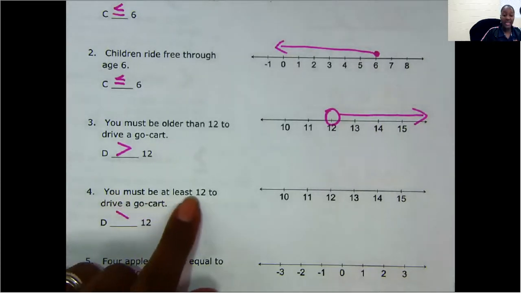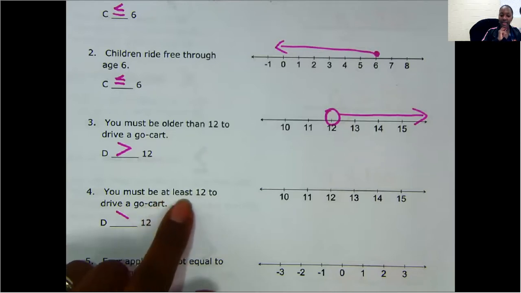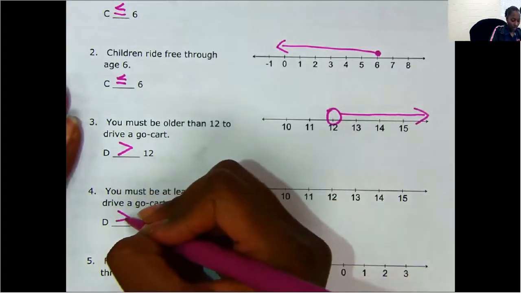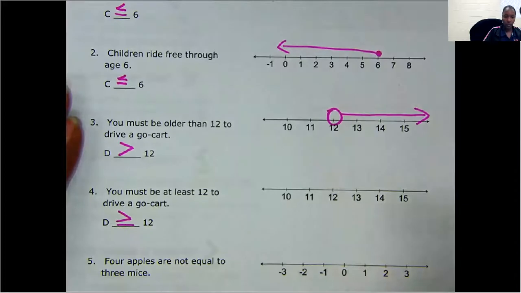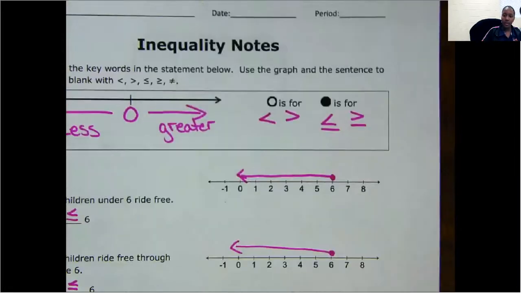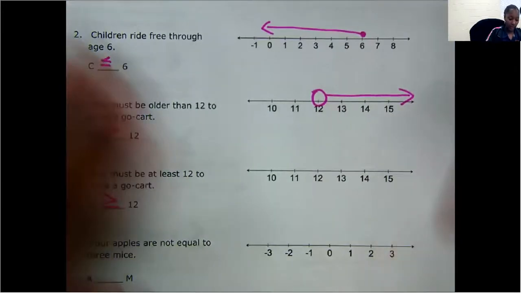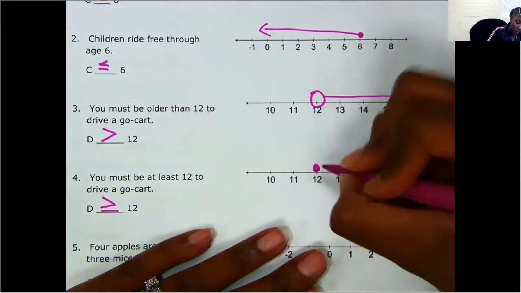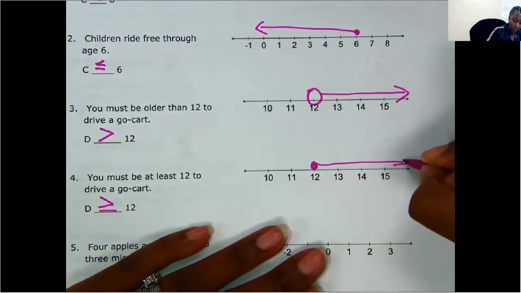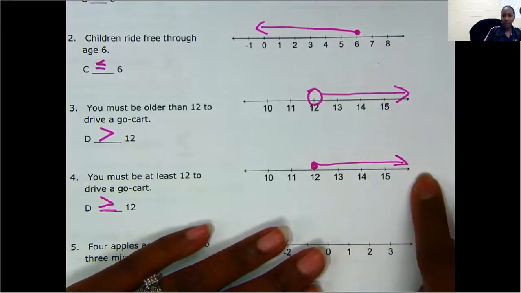You must be at least 12 to drive the go-kart. Okay, so we're going to ask our question again. Can I be exactly 12 years old and ride it? You must be at least. Yeah, so I can be 12. I have to be 12 or older. So greater than or equal to 12. Because I use this inequality symbol, I need to use a closed circle. The closed circle means that my number is part of the answer. So I have to be 12 or older. So my arrow is going to go to the right. Okay.